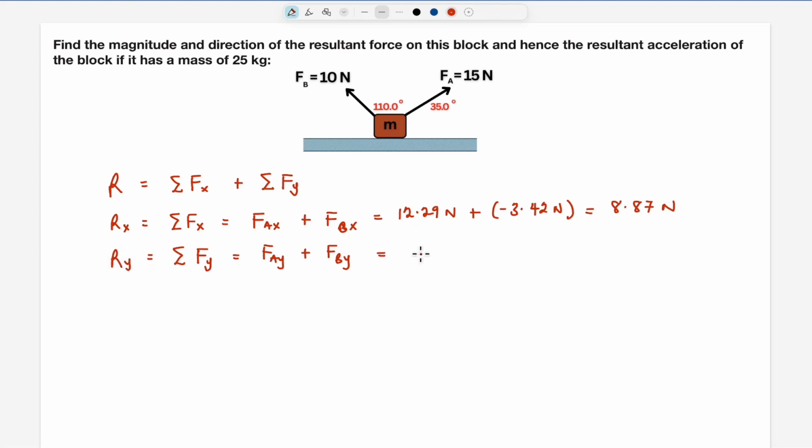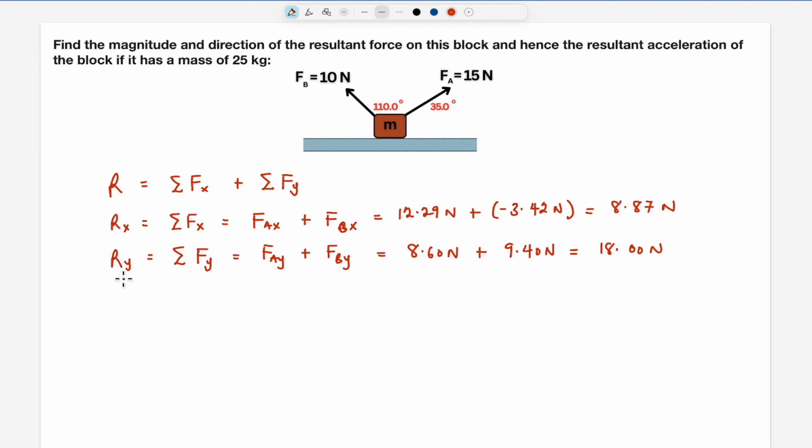Okay, so in that case, we have Fay to be 8.60 newtons, plus Fby, which is 9.40 newtons, and that is going to give us about 18.00 newtons.